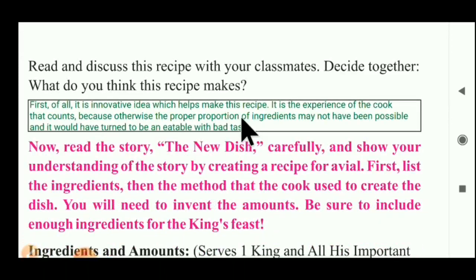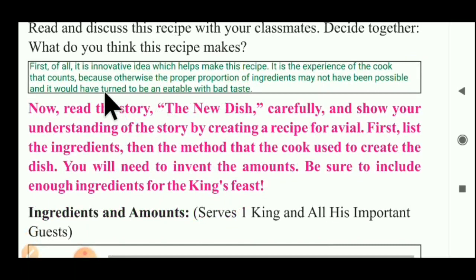Now read and discuss this recipe with your classmates. Decide together, what do you think this recipe makes? Now, what do you think this recipe makes?